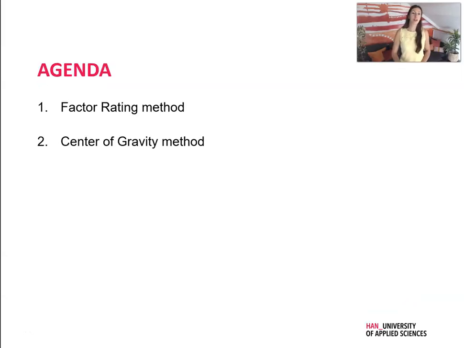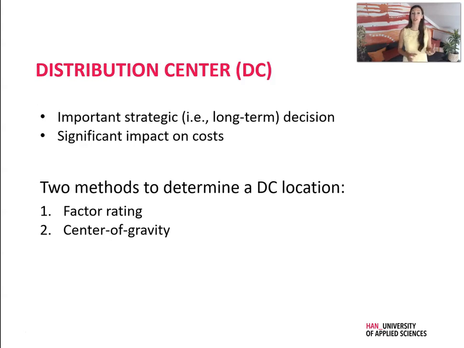In this video, we're talking about the factor rating and the center of gravity method to determine the location of a distribution center. At the end of the previous video, we were talking about how important a strategic decision it is to determine the location of the distribution center, because it has significant impact on costs. So in this video, we are going to review two methods to determine a distribution center location: the factor rating method and then the center of gravity method. Let's start with the first one.